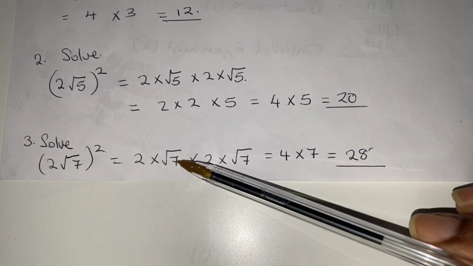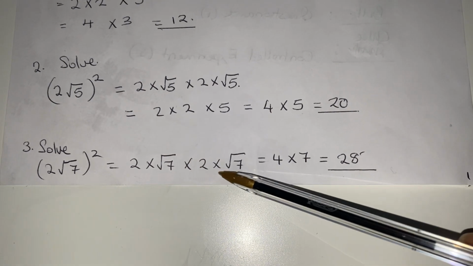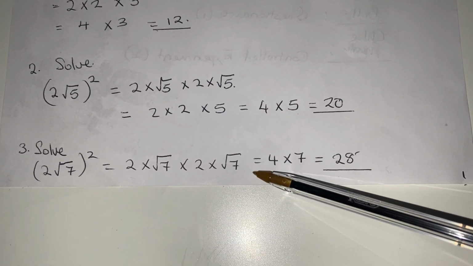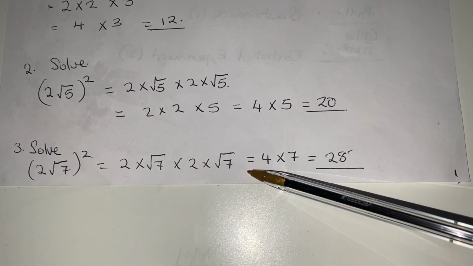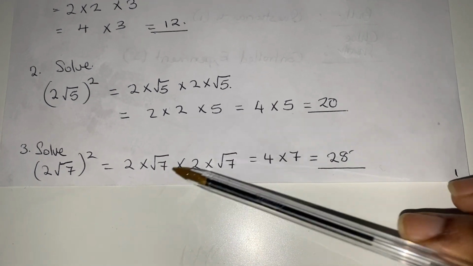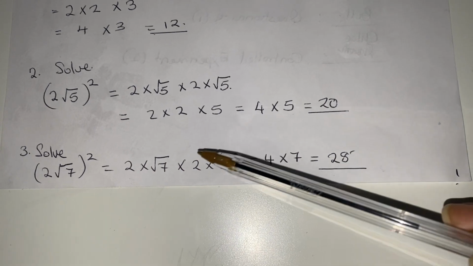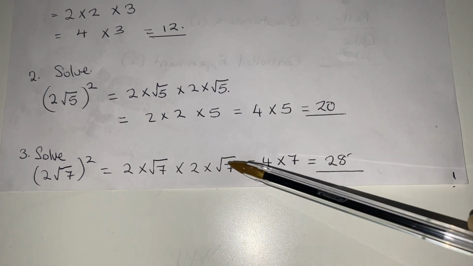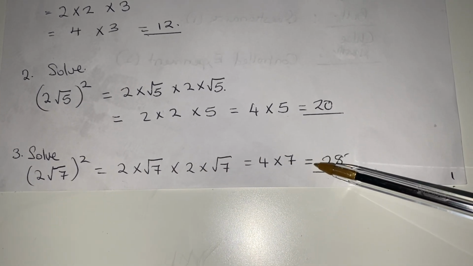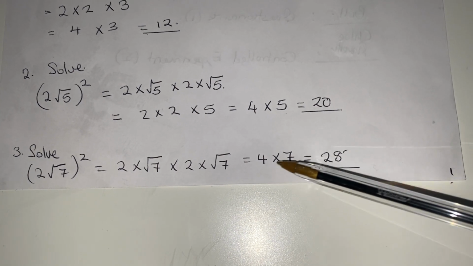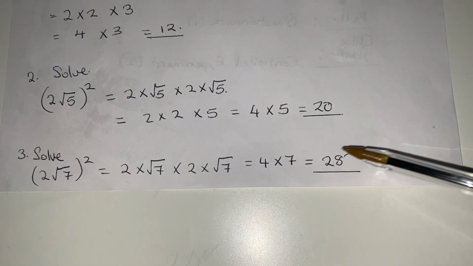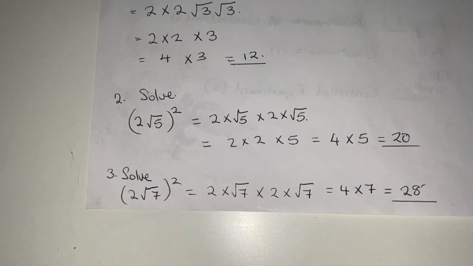So 2 times root 7 times 2 times root 7. Okay, so root 2 times 2 is 4. Root 7 times root 7 is 7. Okay, 4 times 7 is 28.